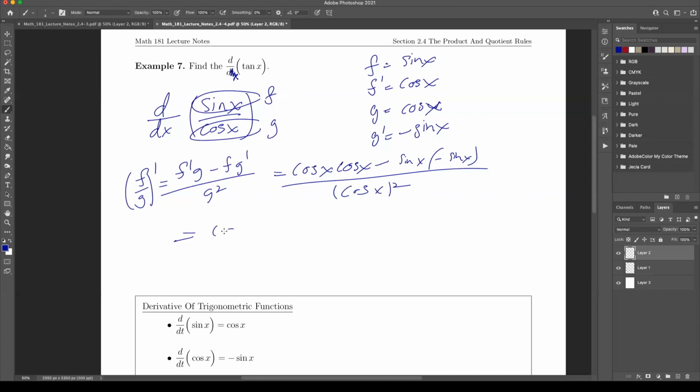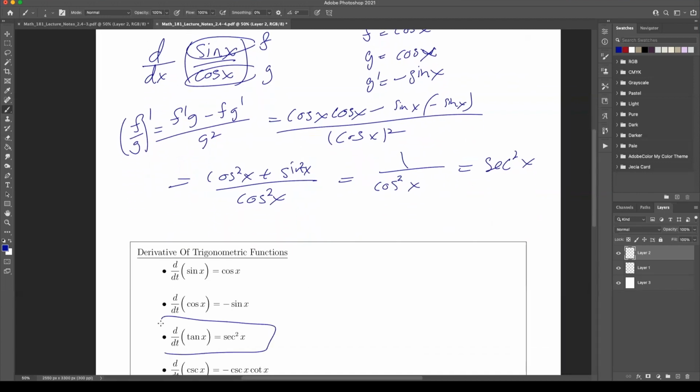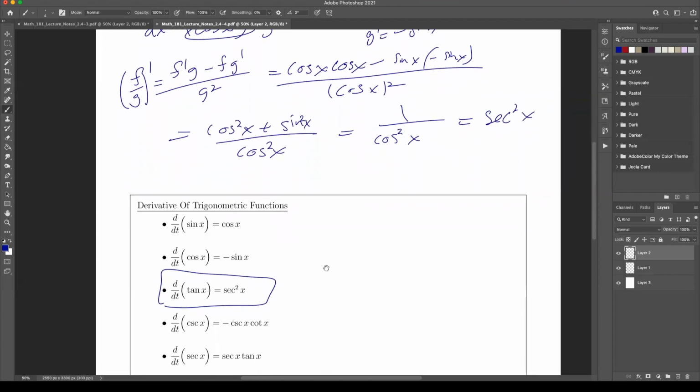Okay, so this just becomes cosine squared x plus sine squared x, all over cosine squared x. But notice here that cosine squared plus sine squared is equal to 1. So I have 1 over cosine squared x. And then if I rewrite that as secant squared x, I have my solution.